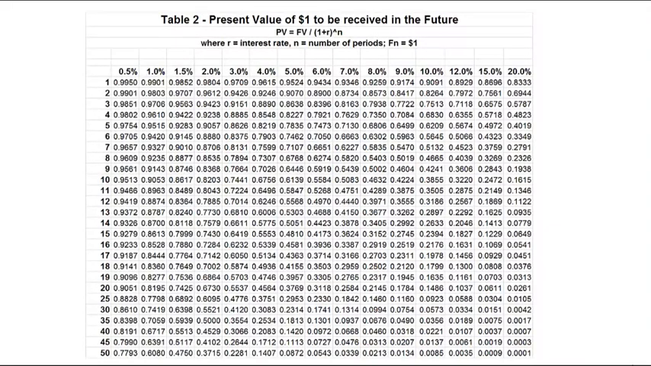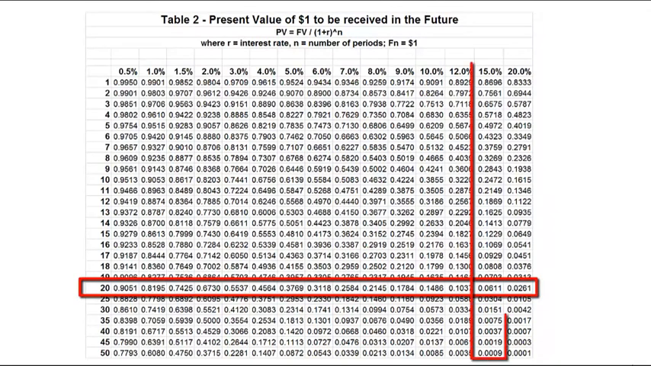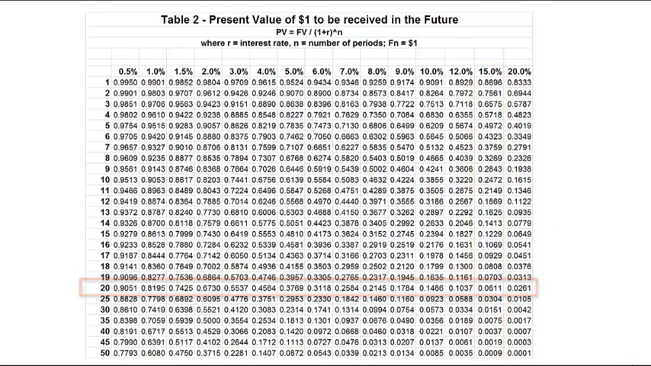So we'll take a brief look at the present value table. So this is table 2. So if we're going to use this approach, what we need to find is the number of years. So we go down the rows until we get to 20, go across to the 15% column, and the intersection of 20 and 15%, the factor is 0.0611.